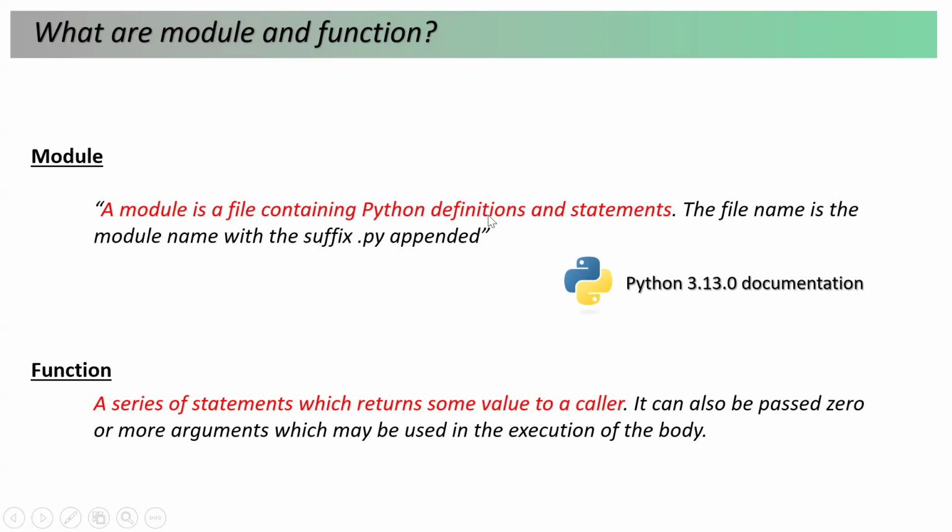Python definitions, for example, function definition, class definition, variable definition, and statements are just lines of code to tell Python to do something. For example, we have if-else statement, comparison statement, and so on. And the file name is the module name with suffix .py appended.